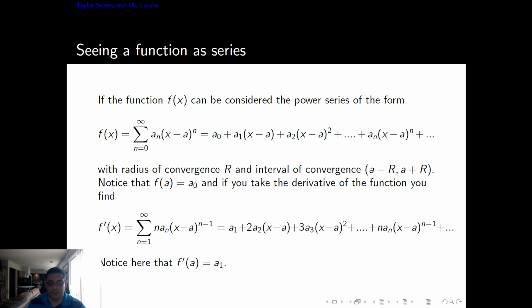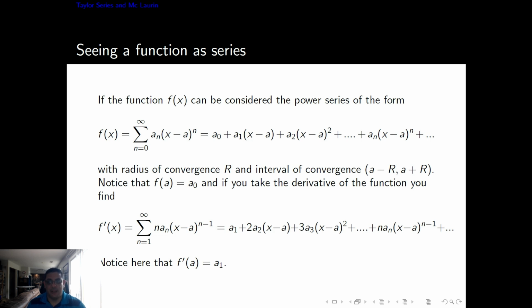And so what that's going to produce is that if I have a function that can be represented as a power series, that's going to have a certain radius of convergence and an interval of convergence. And that interval of convergence and radius of convergence is going to be mostly inherited by the derivative of the function and the power series derivative. Now, another thing that happens is that you're going to be able to find certain values of the coefficients and relate them to values of the derivative.